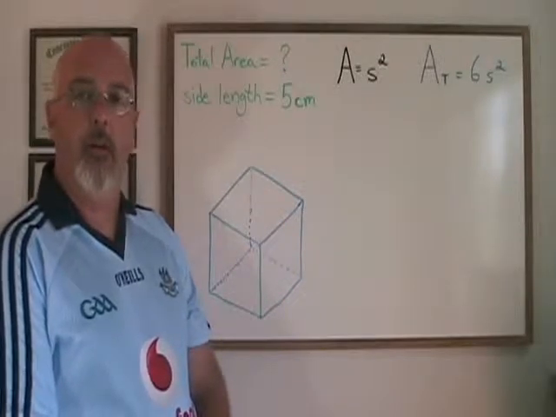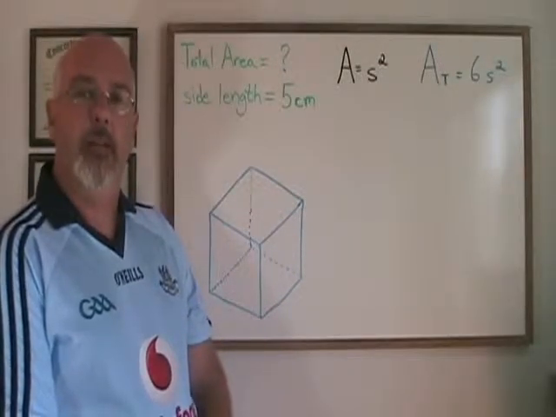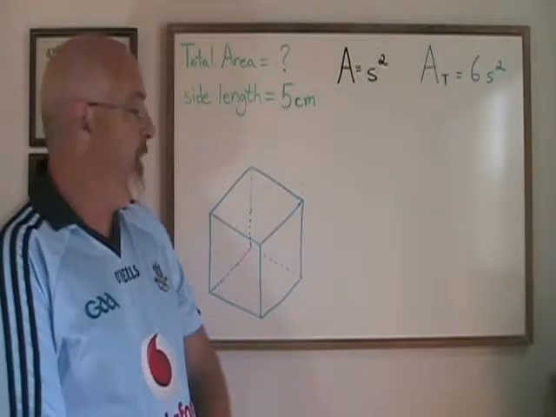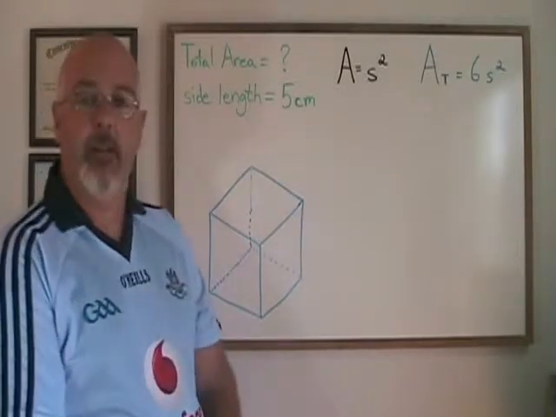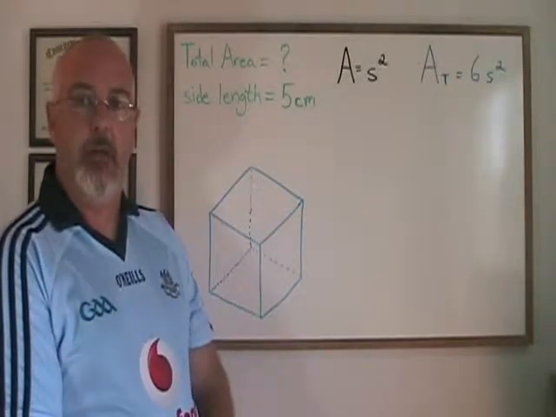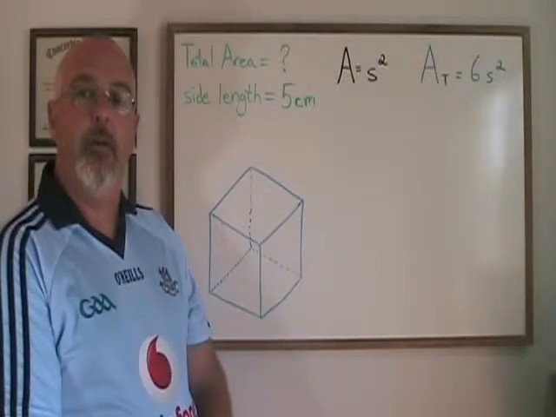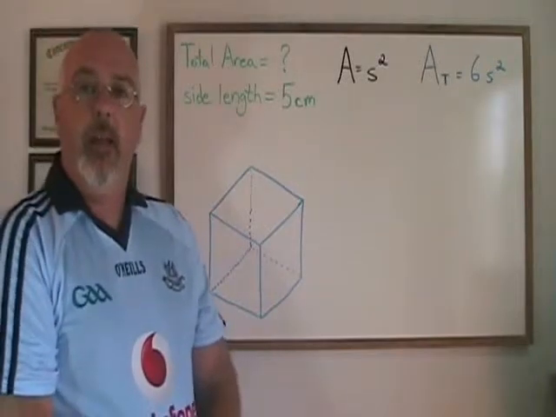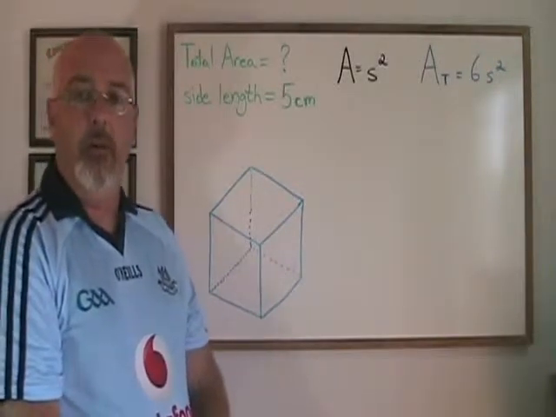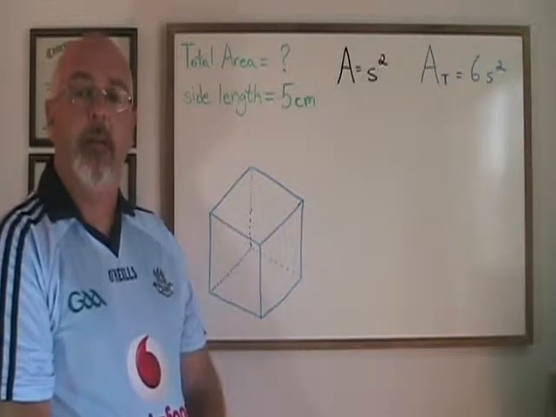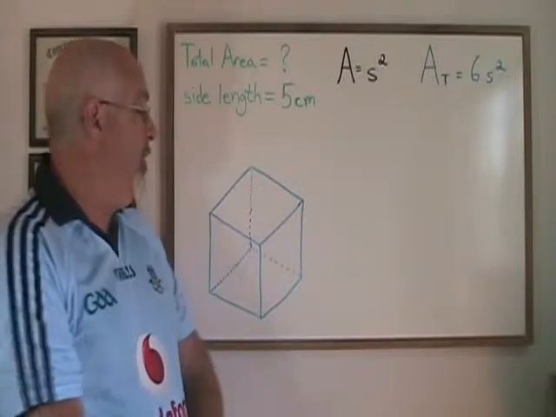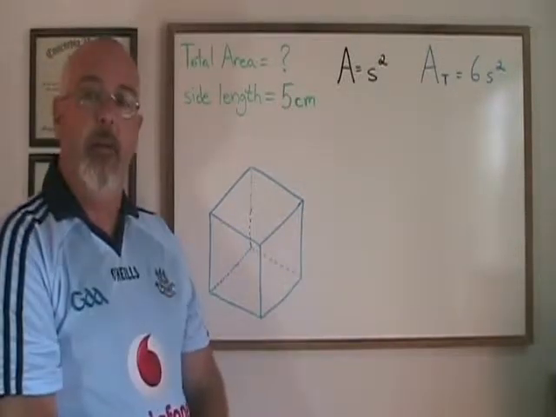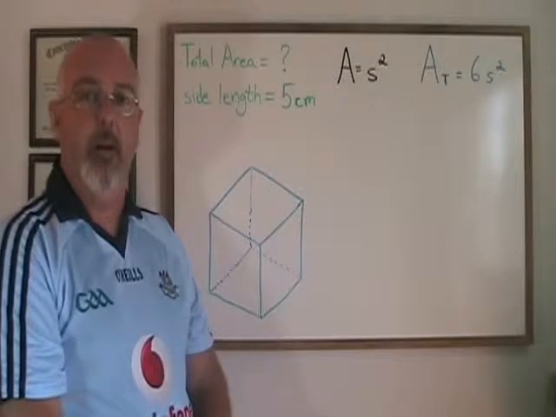Using the total area of a cube formula is very simple and straightforward because a cube is made up of 6 squares which are identical to each other. So if we know the area of a square formula, A equals S squared, and we calculate the area of one of those squares, we just have to multiply that answer by 6, and we must have the total area of the cube, the area of the 4 side walls plus the top and the bottom.